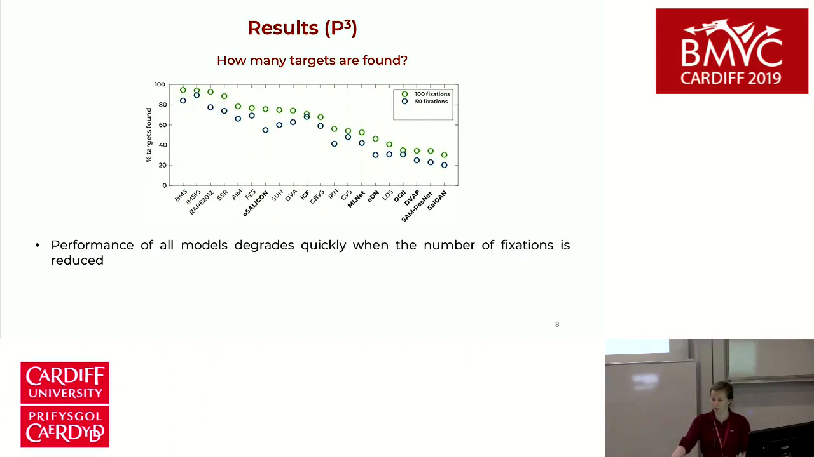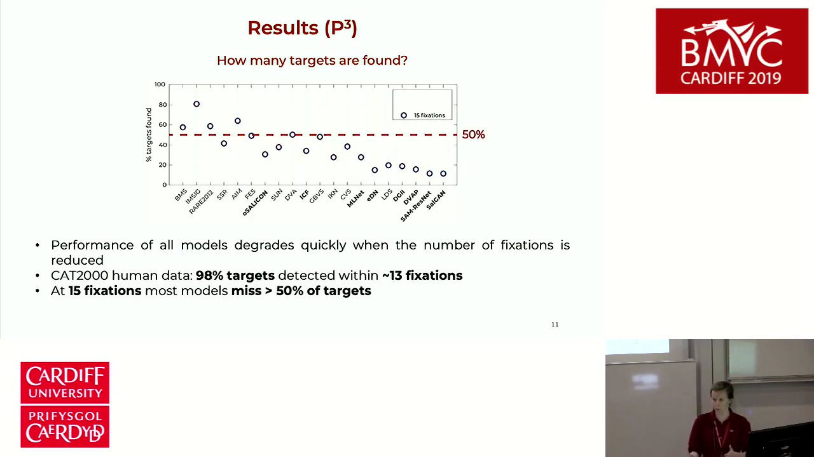If we continue to reduce the number of allowed fixations to 50, then to 25, and then to 15, the performance of all of the models starts to degrade very quickly. To give you some idea of what humans would do on this type of data, we ran a similar analysis on the CAT2000 dataset, and we found that human observers can actually find 98% of the targets within 13 fixations or less. If we put a similar limitation on the saliency algorithms, they only find less than 50% of the targets at 15 fixations. So the gap is still quite large.